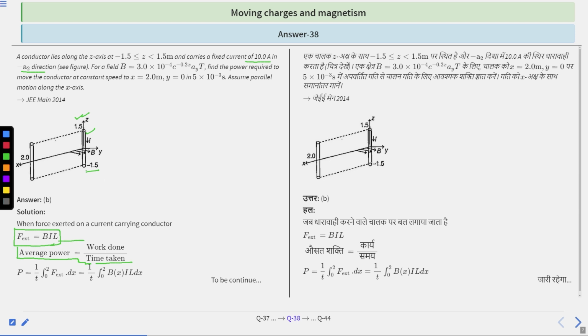Clear? So we have to find power. We know the formula of power: P equals 1 divided by T, integration from 0 to the limit, of F external dot dx.